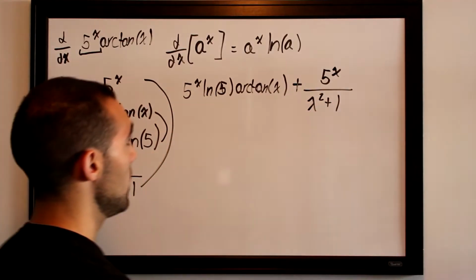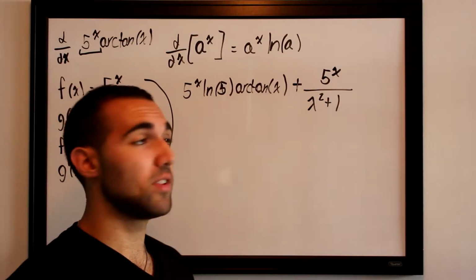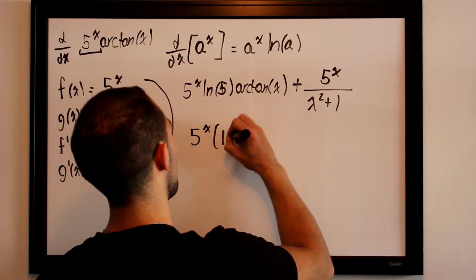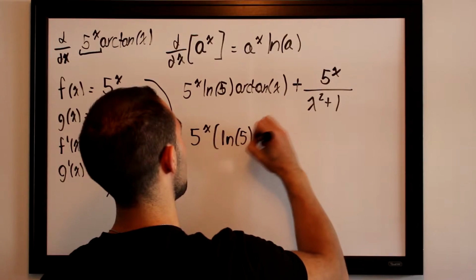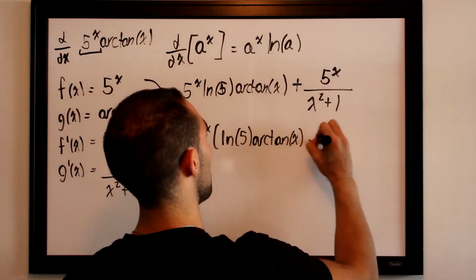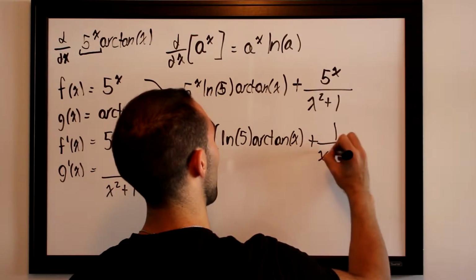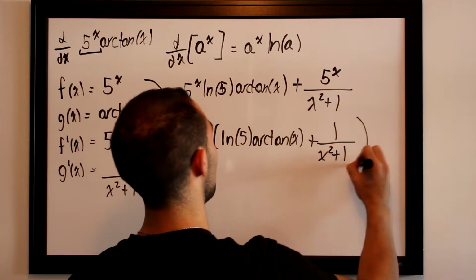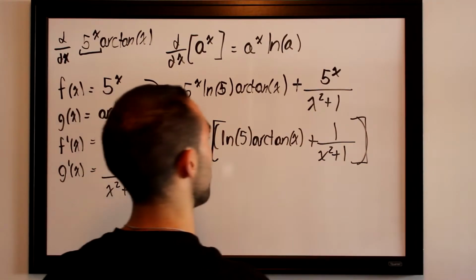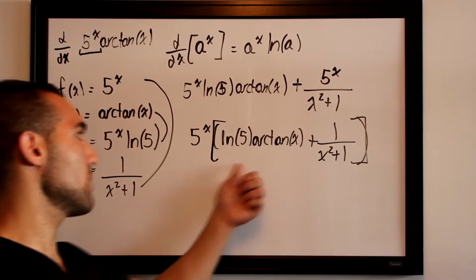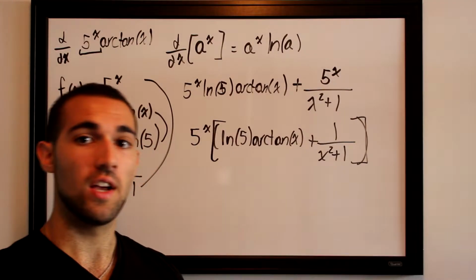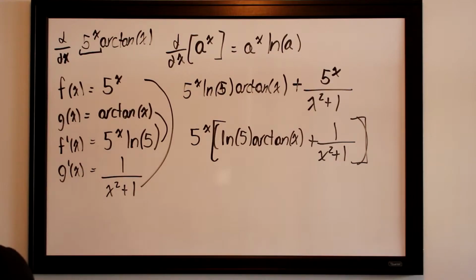And what we can do here is factor out a 5 to the x. So we'll be left with 5 to the x times ln of 5 times arctangent of x plus 1 over x squared plus 1. Might as well be consistent with the types of brackets that I use. 5 to the x times ln of 5 arctangent of x plus 1 over x squared plus 1. That is the derivative of our initial function.